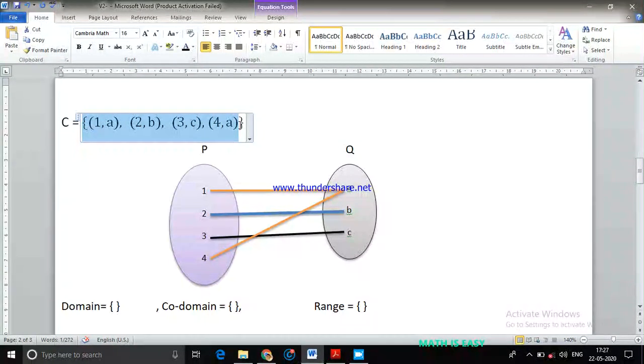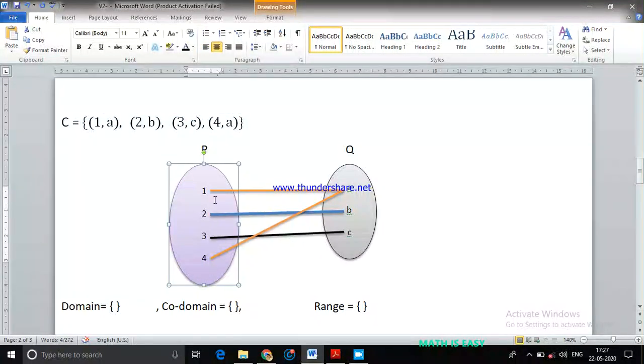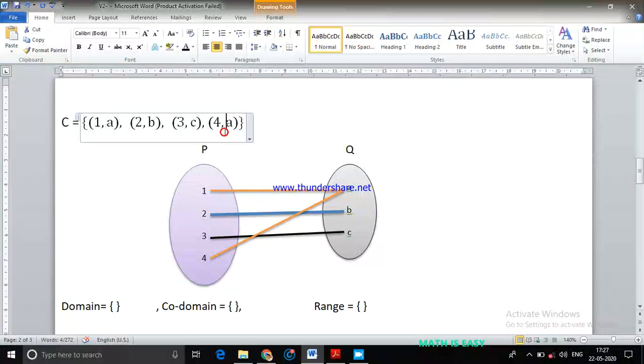Okay. So here I'm not sure what the relation is, but I consider there must be some relation which gives the elements as 1A, 2B, 3C and 4A. And if I represent it diagrammatically, 1 is mapping with A, 2 is mapping with B, 3 is mapping with C, and 4 is mapping with A because it is given 4A. So 4 will map with A. So this is the diagrammatic representation of C.